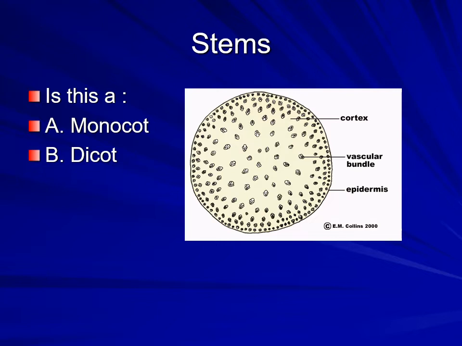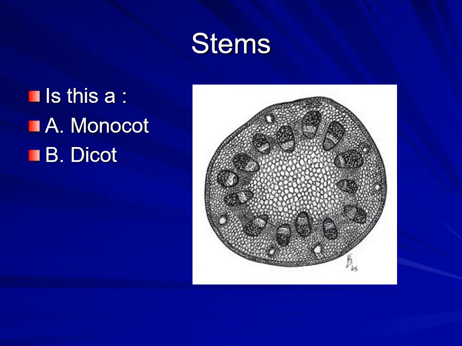Is this a monocot stem or a dicot stem? And the answer is monocot stem because the vascular bundles are scattered throughout the entire width of the stem. They're not organized into rings or bundles in a perimeter only. So monocot. And of course, by subtraction, this is a dicot.